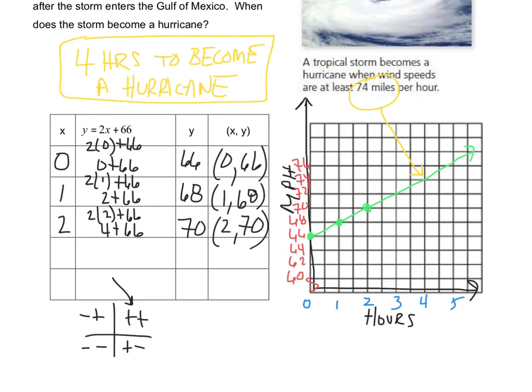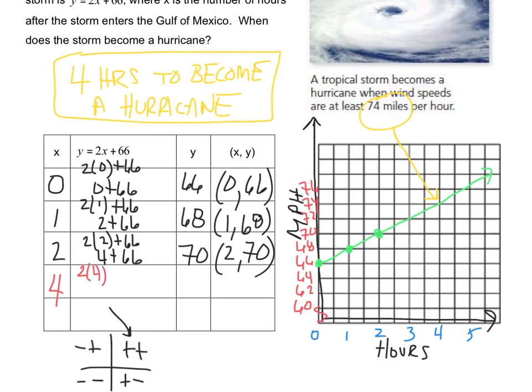Now, just as a proof, so we didn't do this initially, but let's just say we think that it was at 4 hours, right? So let's say we had plugged in 4 way over here. Plus the 66 gives me 8 plus 66. There's the 74. That is my y value. So had I continued my table, I could have seen my answer right here, but this is my answer. In 4 hours, it'll be 74 miles per hour.